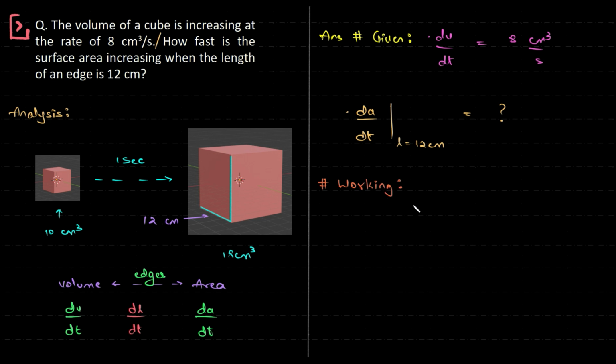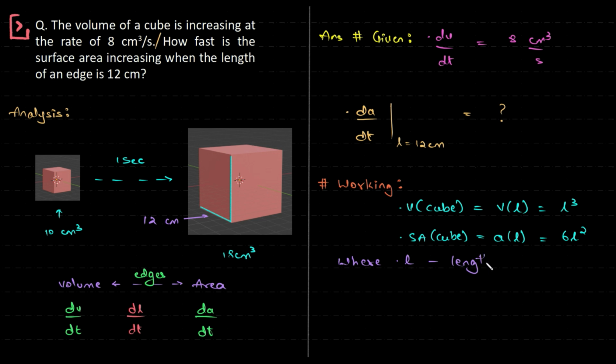Now the working. Volume of a cube. So we need to start off with that. We'll represent this with V of L, that's L cube. Then surface area of the cube. We'll represent this with A of L, which is 6L square, right? We'll mention L being the length of the edge.